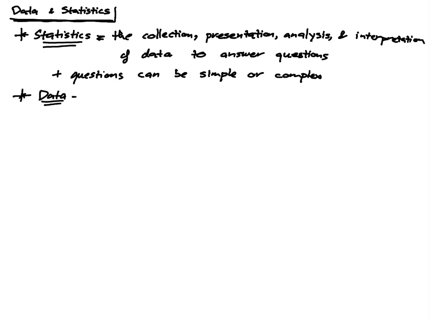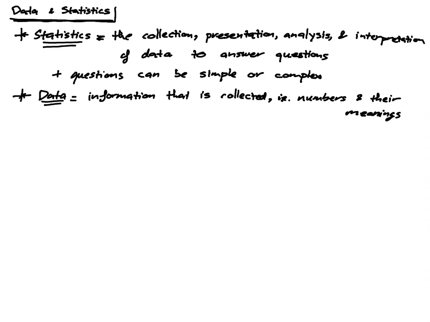Next, we define data. So data is just information that is collected. In other words, data is numbers and their meanings. So when you collect information, you not only want to get the numerical values, but you also want to get the meaning behind those values, right?